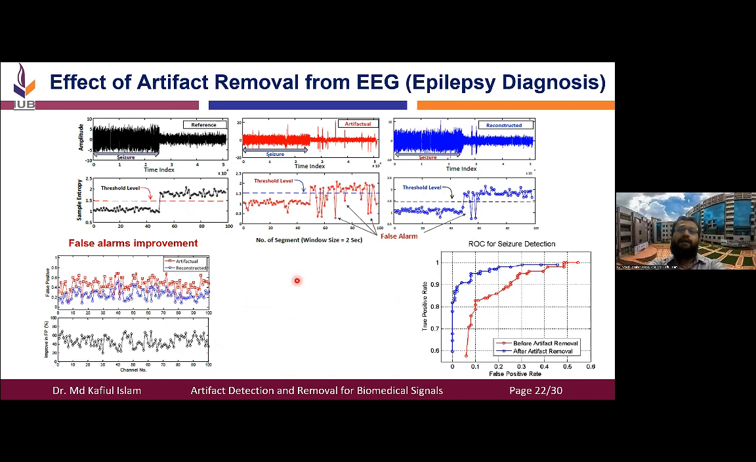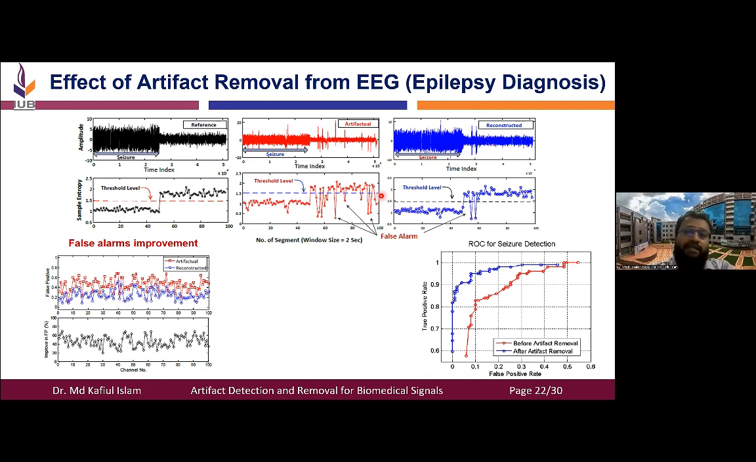So this is an example of how artifact removal can help in the next stage decision making of your system, in a biomedical application. We have taken an example of epilepsy diagnosis or epilepsy seizure detection. You see that this is a reference signal where the first half is seizure activity followed by no seizure or simple EEG, and this part is without any artifact. Then we added some artifact to the signal intentionally to see what happens. And this is after removal of the artifact through some removal technique.